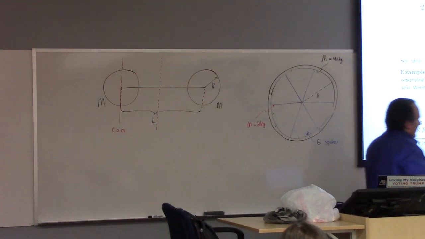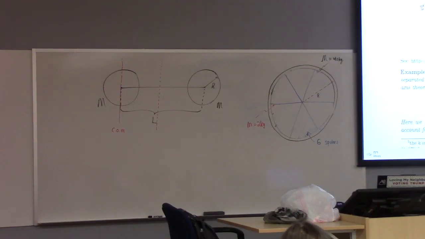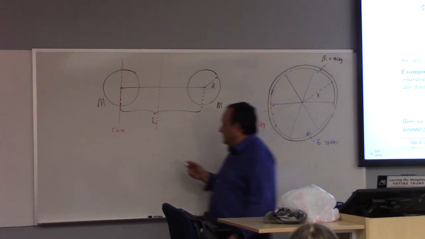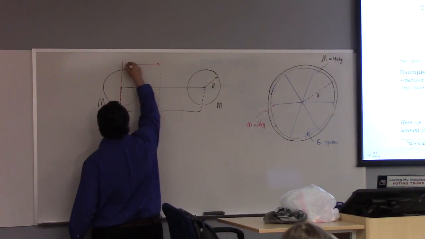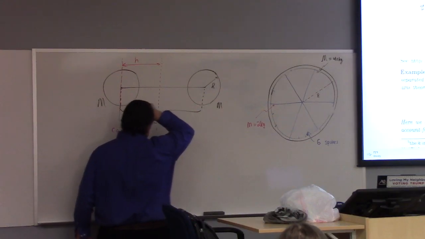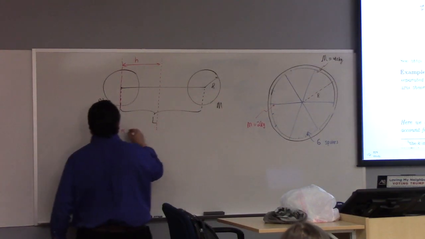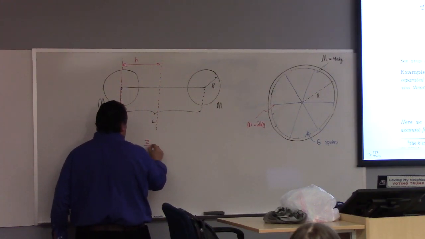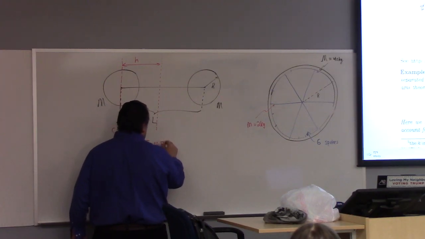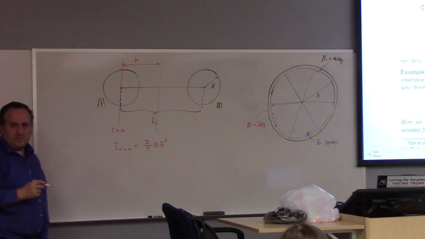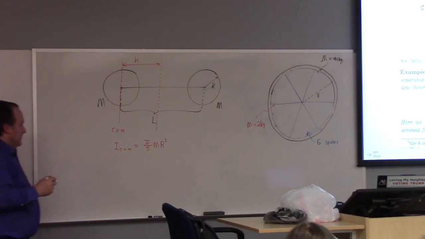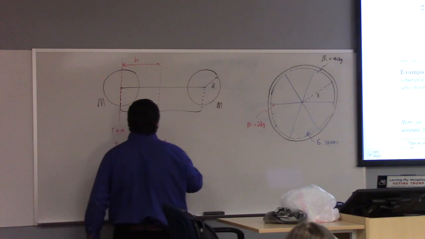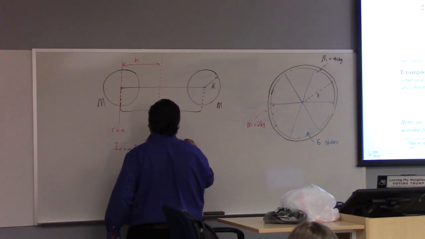I'm trying to think right now. So my h is L over 2. This distance is the distance between the parallel axes, which is h. And so the moment of inertia around the center of mass is, what did I say, 2/5? Is it 2/5 mr squared? These are solid spheres, right? That's what we got, 2/5? Yeah. So I do this, plus h is L over 2 here.